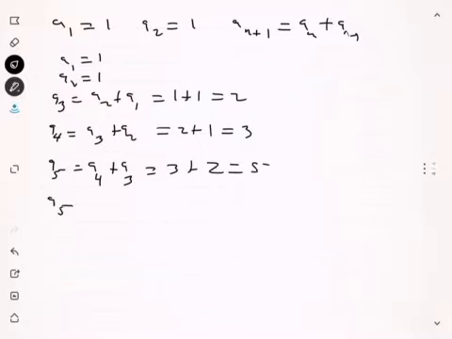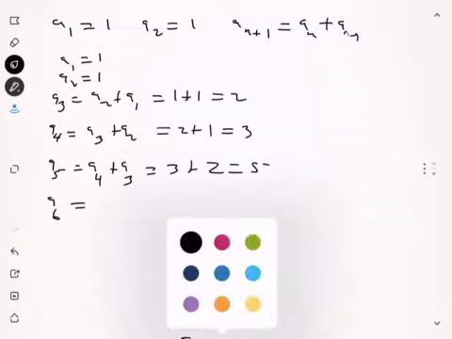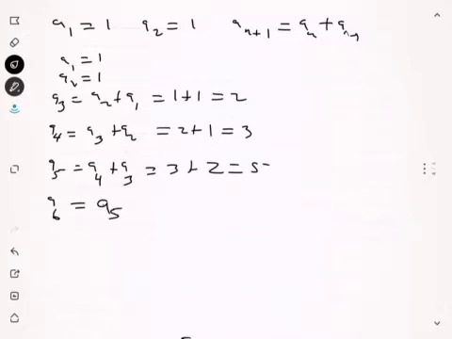A sub 6 is equal to a sub 5 plus a sub 4. A sub 5 is 5 and then plus 3, so this is 8. And this is the sequence of Fibonacci numbers.